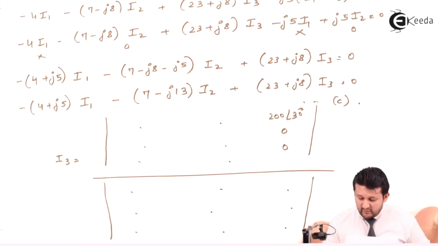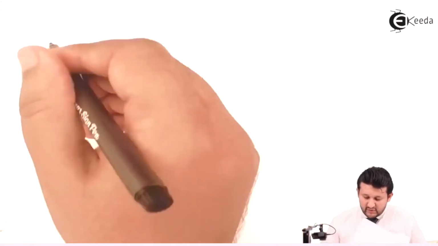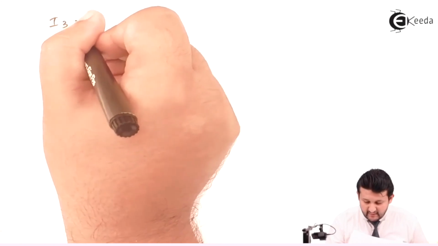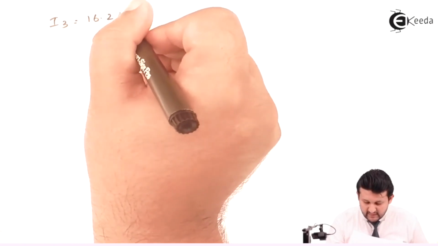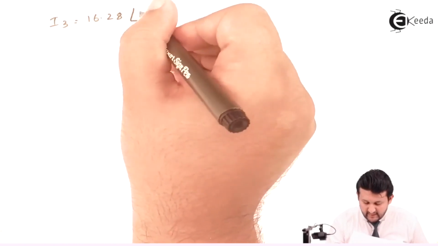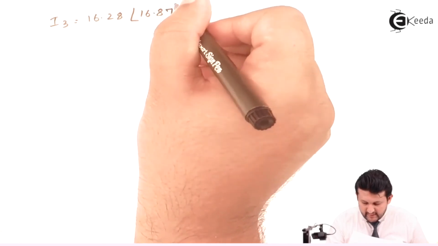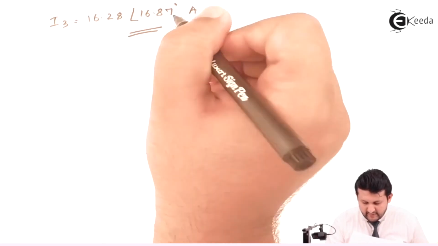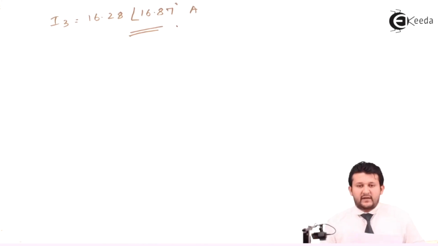The final value which you guys should be getting, your I3 value should be equal to 16.28 angle 16.87 degrees amperes. That should be the value of I3, which you will be solving as homework.